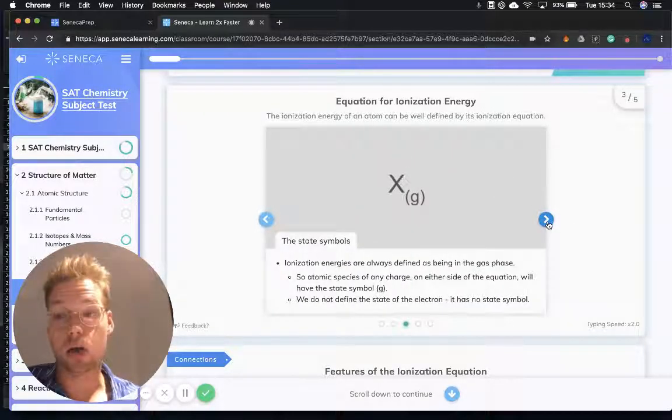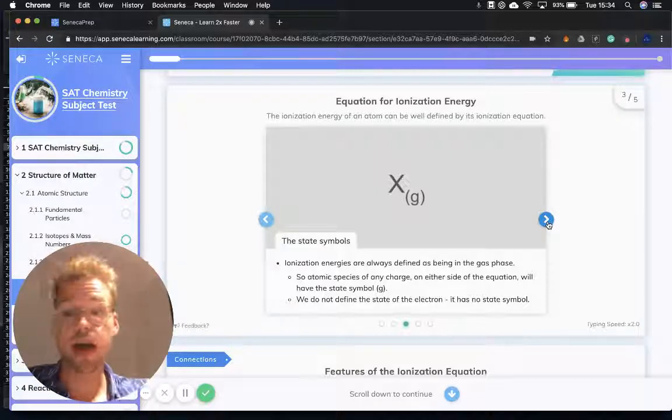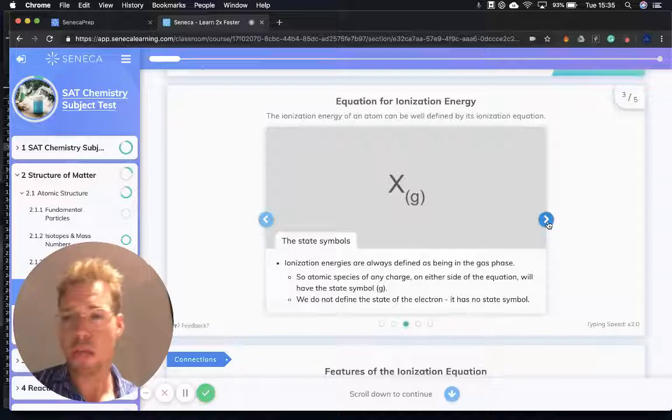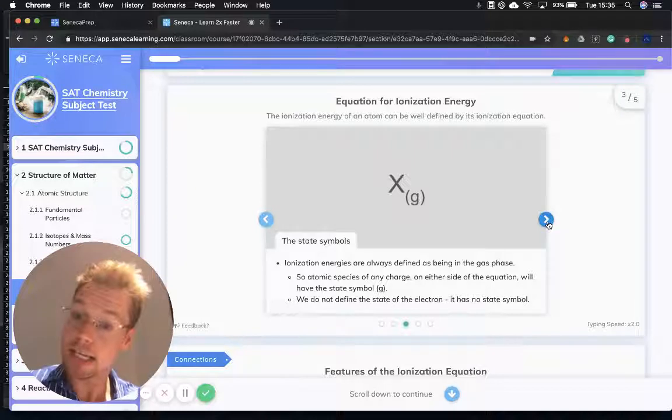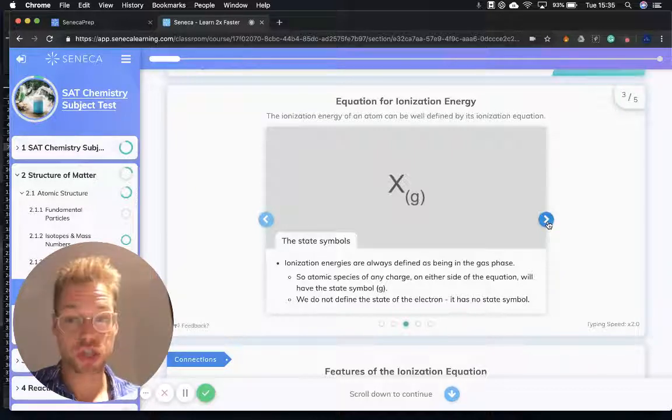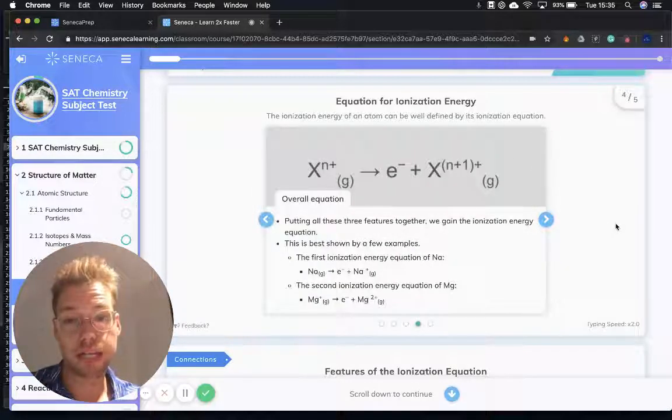Fantastic. Now, state symbols are really important when you're writing ionization energy equations, particularly on the SAT subject test, because one of the multiple choice questions might be, which equation shows the second ionization energy of such and such. The state symbols have to be gaseous. The species are gaseous when we do ionization energies, okay? But important exception, do not define the state of the electron. It has no state symbol. Electrons are magic, so they don't need a cute little g state symbol.